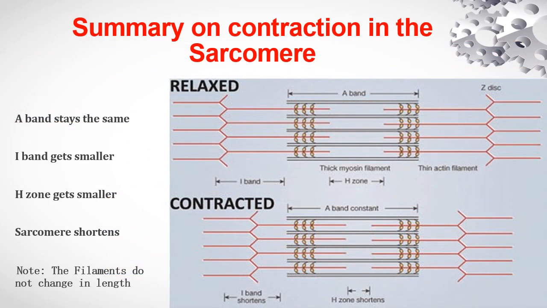So this is simply a summary of a relaxed and contracted muscle fiber, which shows what happens to the sarcomere. The A band stays the same, the I band gets smaller, the H zone gets smaller, the sarcomere shortens, but take note that the filaments do not change in length.